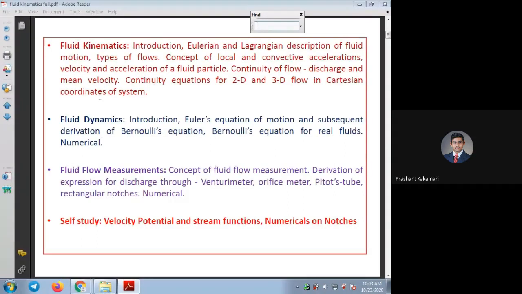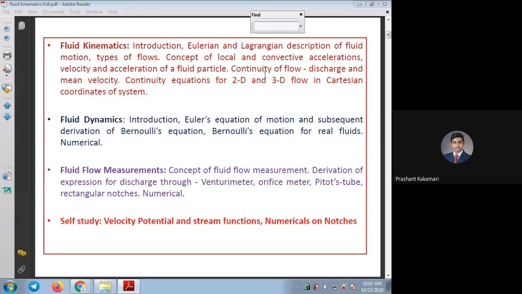In that, one of the components is fluid kinematics. Fluid kinematics is a very small part of this entire syllabus compared to fluid statics and fluid dynamics. In fluid kinematics we discussed the Eulerian and Lagrangian approaches to understand the fluid in motion. Then we discussed types of flows. Then the concept of local and convective acceleration we discussed in the last class, with some problems, and the velocity and acceleration of a fluid particle.